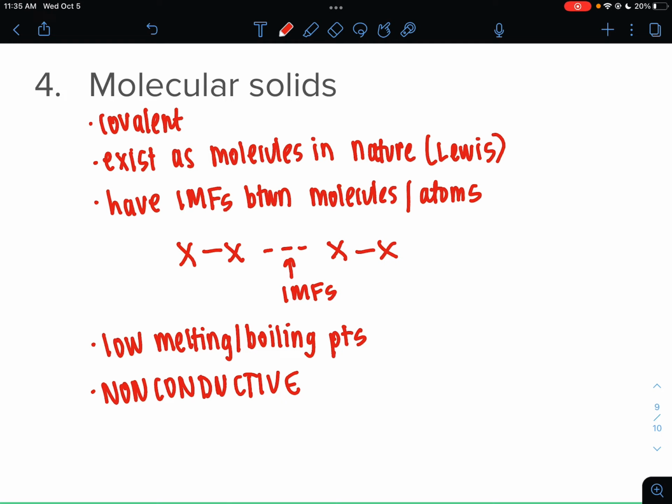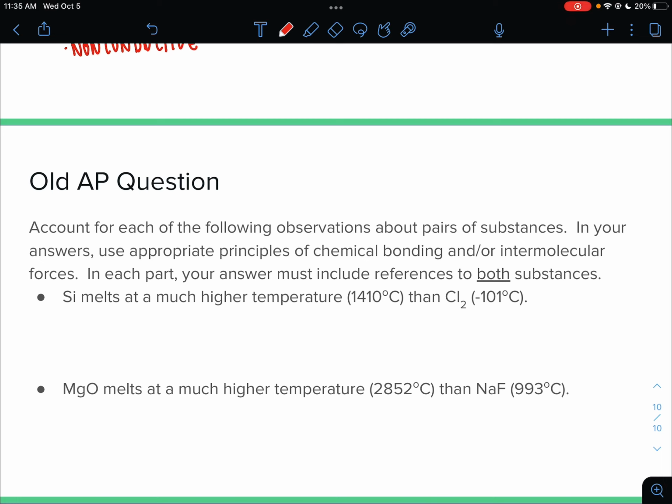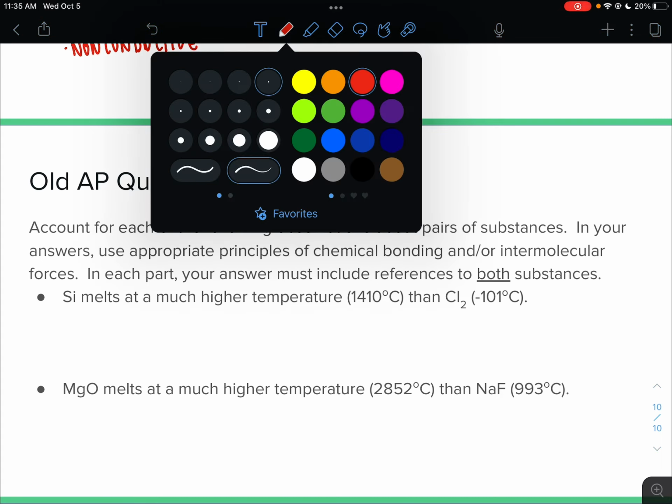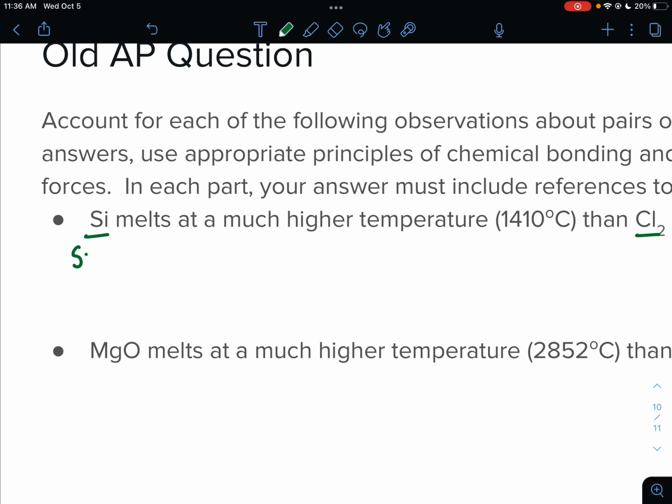Okay. All right, so your old AP question. So it says account for the following observations about pairs of substances. In your answers, use appropriate principles of bonding and IMFs. You must include both substances. So when I do something like this, I typically look at my two things that are in my question. So in this case, we have silicon and we have Cl2, and I think about what kind of solids they are. Okay, like that should be the first thing. Which of the four categories do they fall into? When I see Si, you need to think covalent network. Pure carbon, and then Si.